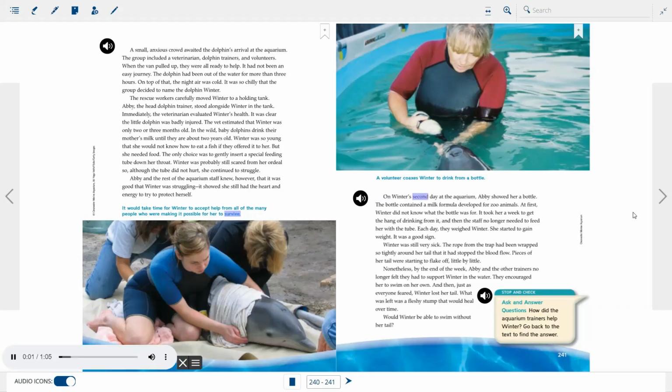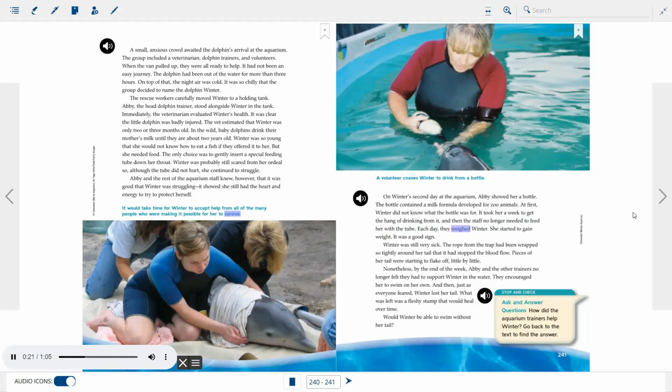On Winter's second day at the aquarium, Abby showed her a bottle. The bottle contained a milk formula developed for zoo animals. At first, Winter did not know what the bottle was for. It took her a week to get the hang of drinking from it. And then the staff no longer needed to feed her with the tube.